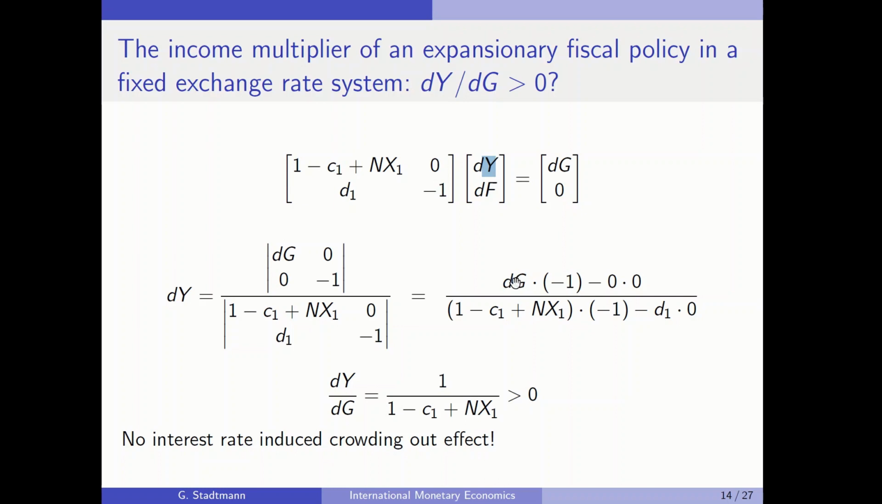When we put dG on the other hand side of the equation, we get dY over dG is equal to 1 over 1 minus c1 plus nx1. This is larger than 0. And it is the case that an expansionary fiscal policy can be used to fight a recession so that the economy is getting out of recession. And this has not only a positive effect on GDP, but the government is also able to fight against a very high unemployment rate.